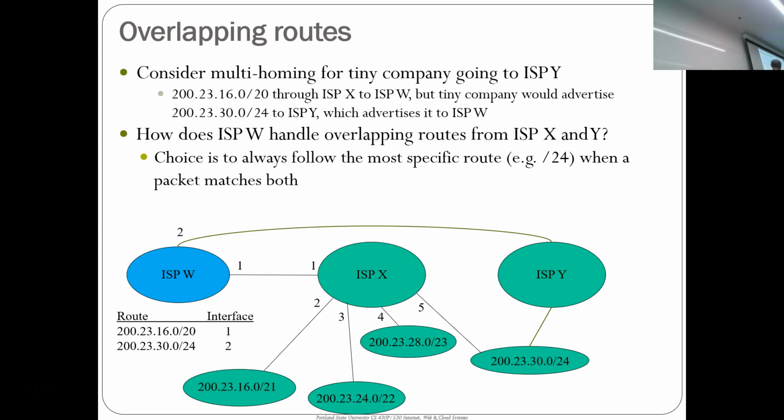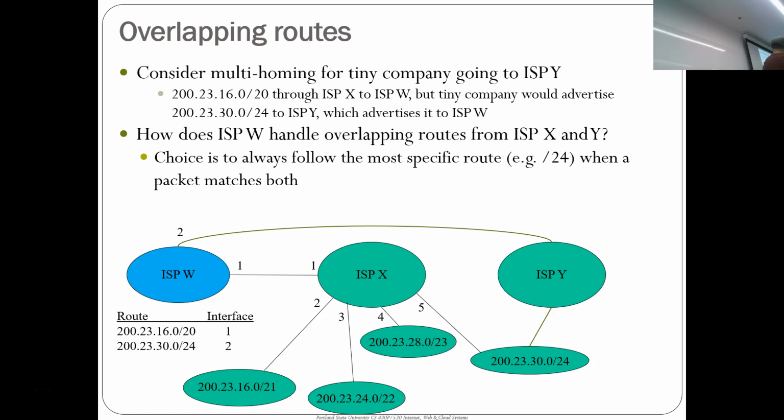When ISP-W sees that this block can be reachable from X and Y, how does it decide where to send packets to? The routes overlap, right? I have this larger prefix, this /20, and a sub-block of this /20 is being advertised through this backup ISP as a /24. So when overlapping routes occur on the internet, the rule that is followed is that you always follow the more specific route.